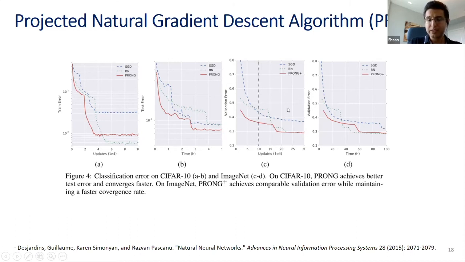On ImageNet, maybe this difference is not that visible, as both PRONG and batch normalization converge to a similar validation error. However, PRONG is converging much faster again. When we are comparing their wall clock time, however, we have to be careful because PRONG is now computationally more complex, and it takes more wall clock time than the batch normalized method.